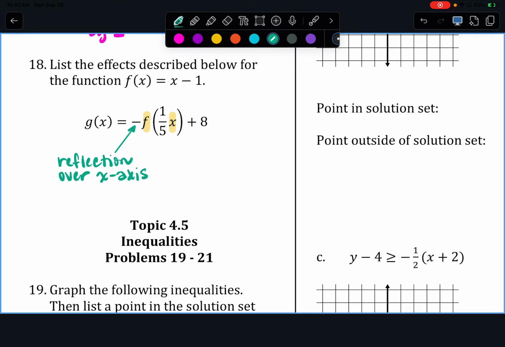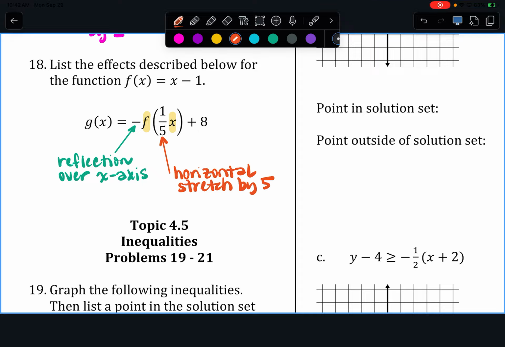All right, then we have this 1/5, which I know is a horizontal change because he's inside with the x. And remember, it's always the opposite of what you think. So it kind of looks like a compression, but it's not. It is a horizontal stretch by the reciprocal of 1/5, which is 5.